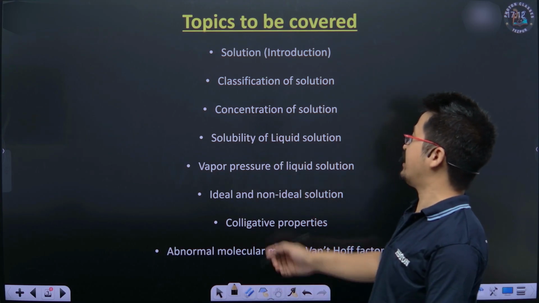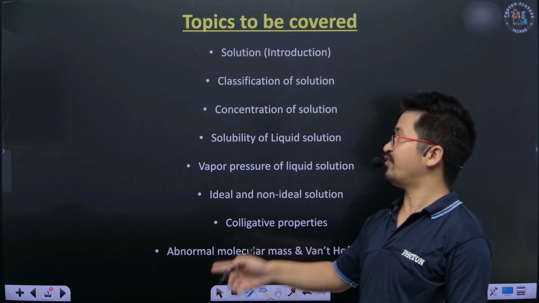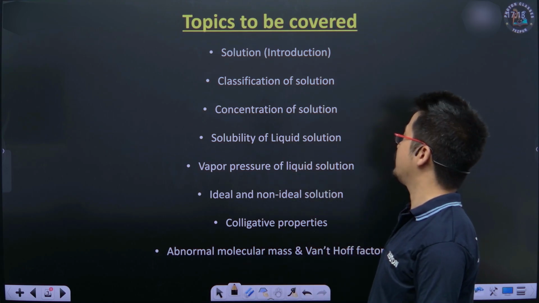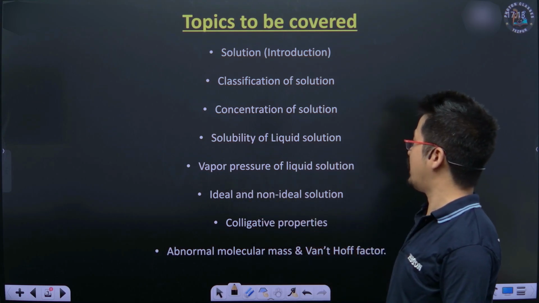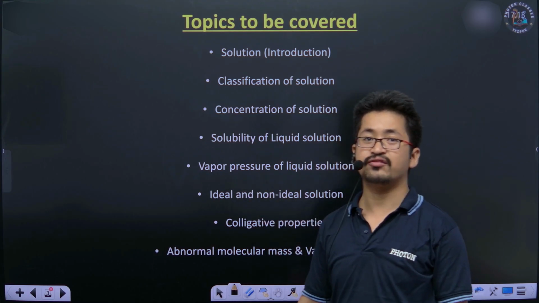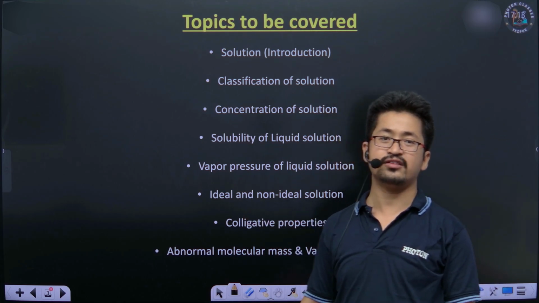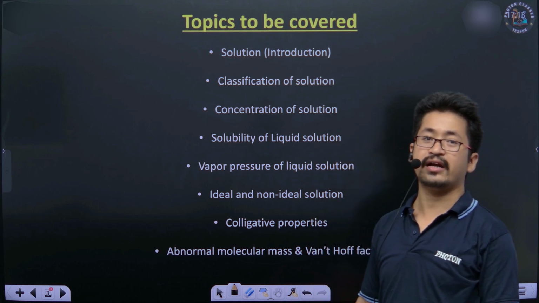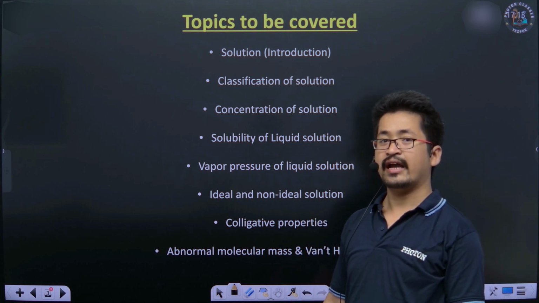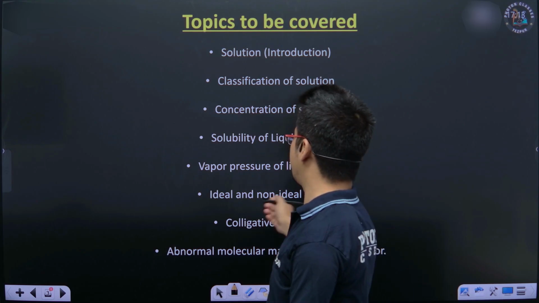And followed by that, we will be discussing the solubility of liquid solutions and the factors that affect the solubility. Then we will discuss the vapor pressure of liquid solutions, and then ideal and non-ideal solutions, and also the different types of non-ideal solutions and their characteristics. Followed by that, we will discuss the azeotropic mixture as well in this part.